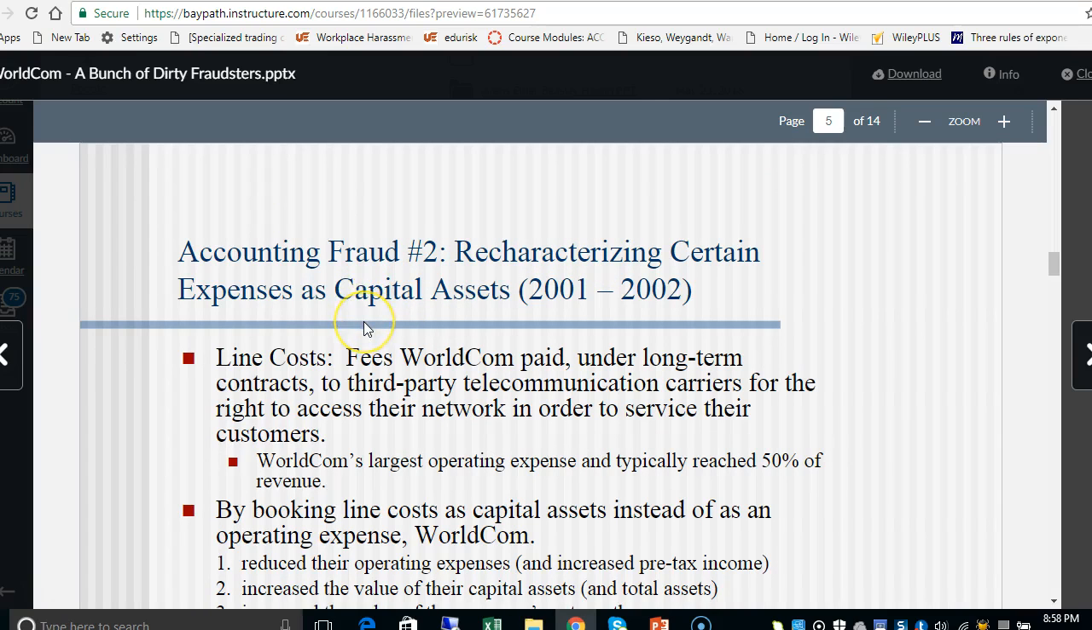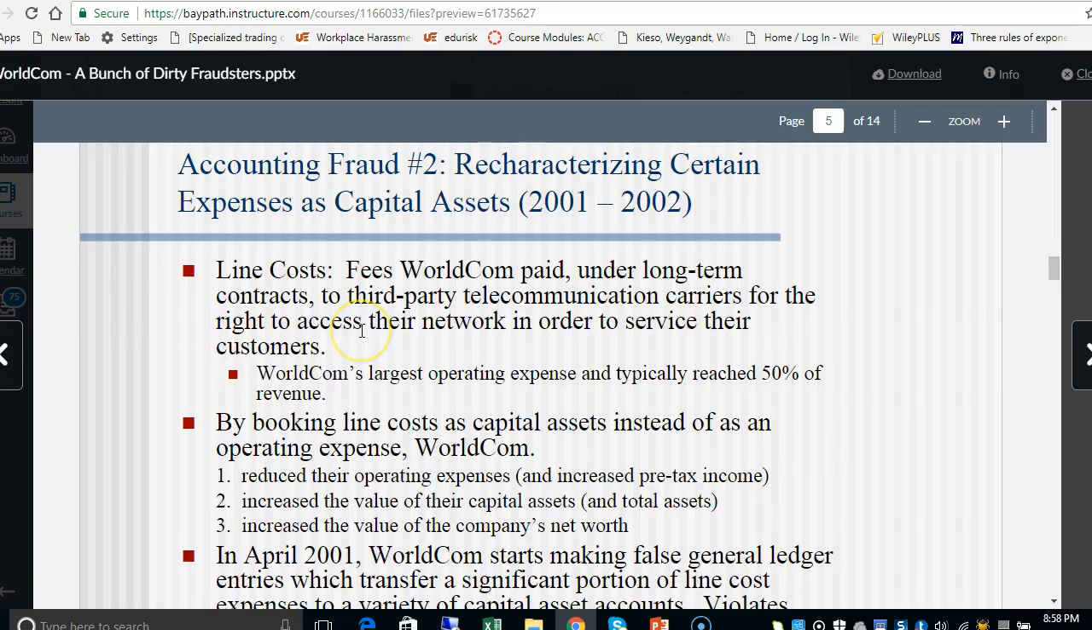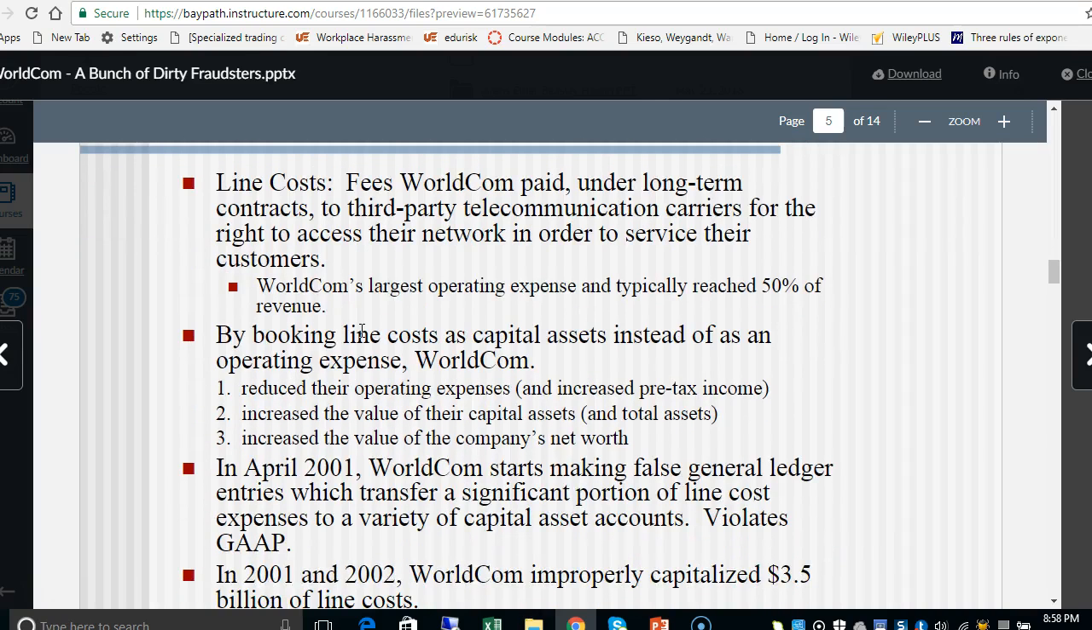Characterizing certain expenses as capital assets. Line costs, fees WorldCom pays under long-term contracts with third-party telecommunication carriers, are normal operating expenses. They typically reach 50% of revenue. By booking line costs as capital assets instead of an operating expense, WorldCom reduced their operating expenses, increased the value of their capital assets, and increased the value of the company's net worth.